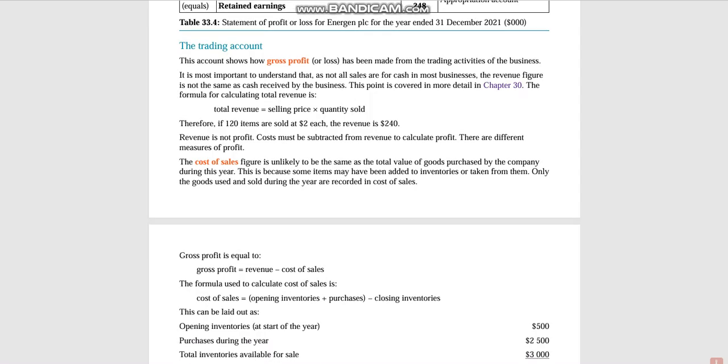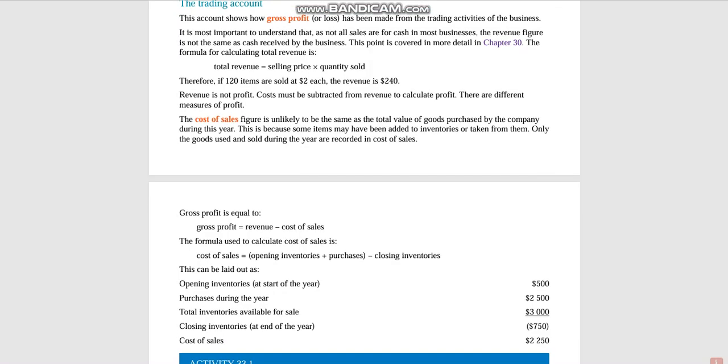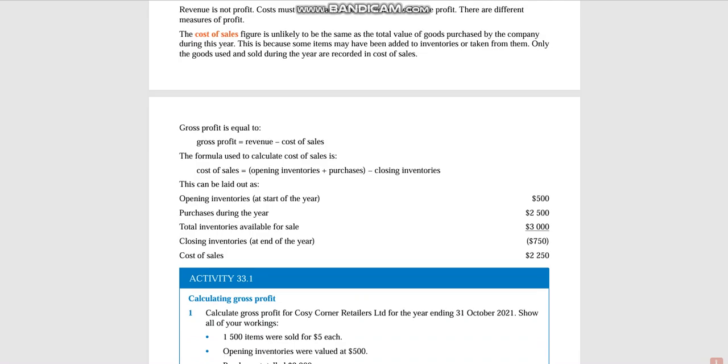So, trading account. This shows the gross profit, or everything that has been made. As we discussed before, total revenue is selling price times quantity sold. So if 120 items are sold at $2, the revenue is 240, because 120 times 2 is 240. And the cost of sales is obviously not going to be the value of goods purchased by the company. So the gross profit is the revenue minus cost of sales, as we have already discussed.